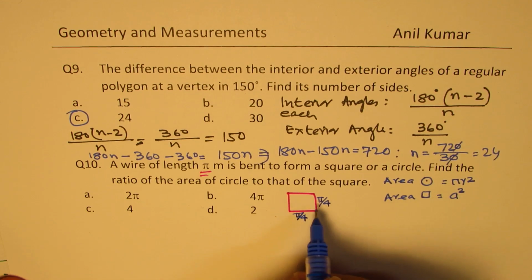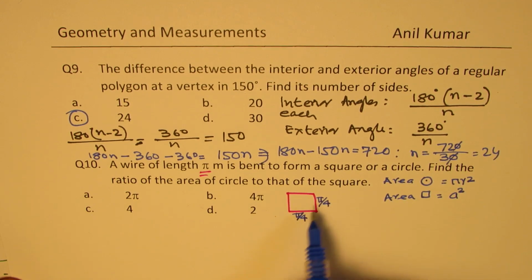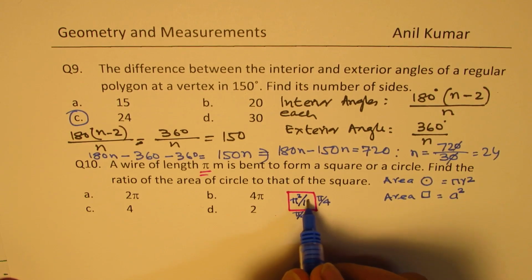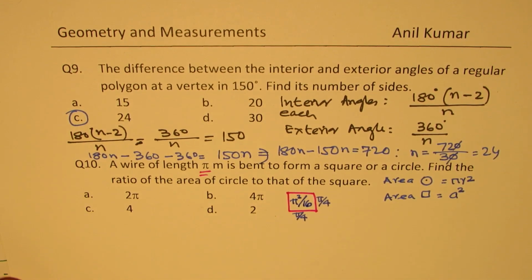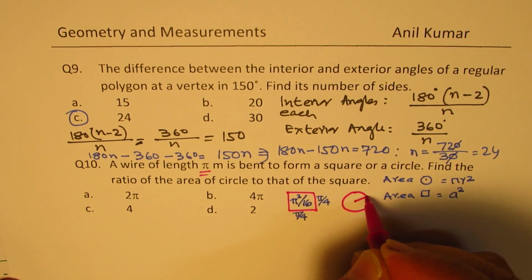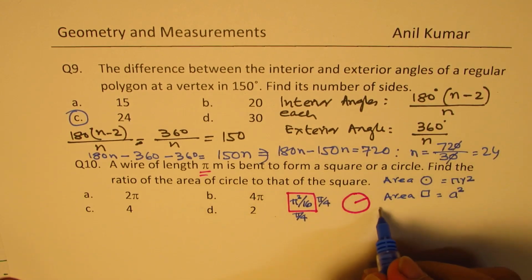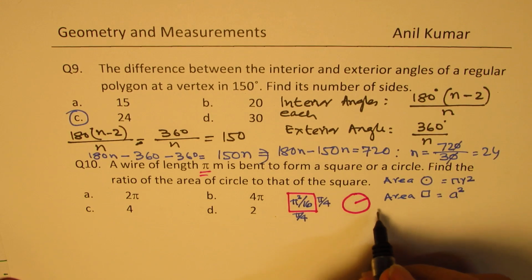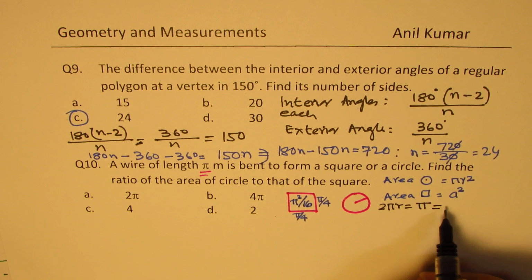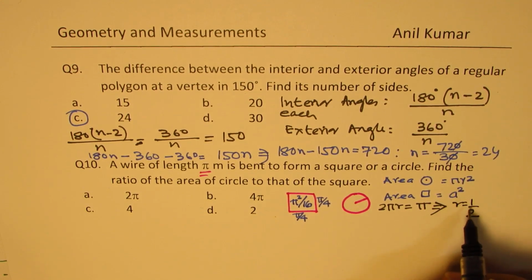Does it make sense? So the area will be what? Each side is pi by 4. So the area will be pi square by 16. Is it okay? So that is the area. Now how about a circle? If you're talking about a circle, then 2 pi r is pi, correct? So circumference is 2 pi r. So we have 2 pi r equals pi. So that gives us r equals half. Is that okay? R is half then.